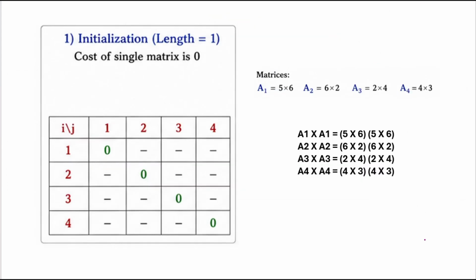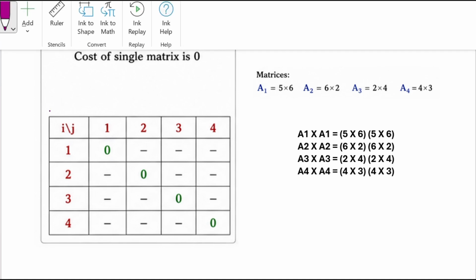Okay, in the first step, initialization. So the table is there. Here 4 matrices are there. We perform A1 into A2 into A3 into A4, right? With 4 matrices, we first design one table of dimension 4 into 4. The number of rows and number of columns is equal to 4, right? So this is the table. Now how do we fill the values? This is called the dynamic programming table.